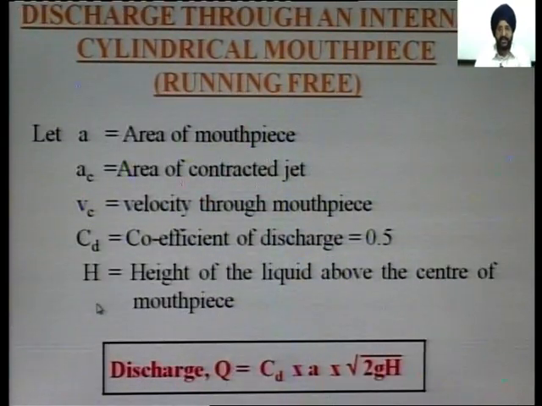So, in this case, I can have a different formula. Q is equal to Cd into A into under root 2gh, and I often take the value of Cd as 0.5. Rest of the terms are the same, which we have already discussed: A, AC, Vc and H.